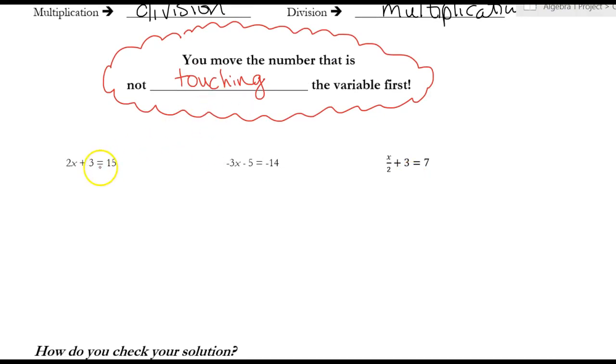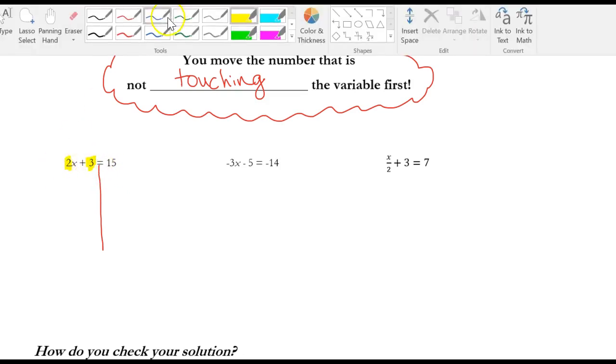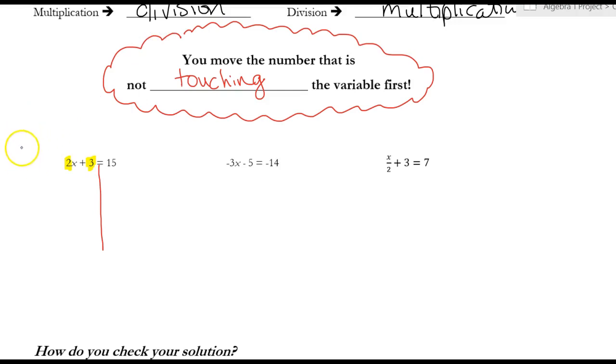Okay, so I'm going to start off the first couple problems just going slow and talking about it. So I need to get rid of this 3 and this 2 because they're both on the same side as the variable, and I don't want that. So to get rid of the 2, I'm going to divide by 2. And to get rid of the 3, I'm going to minus 3. Because this one is away from the x first, that's what I do first.